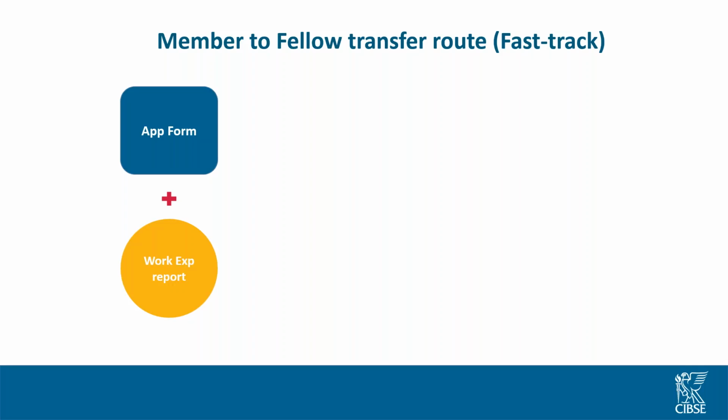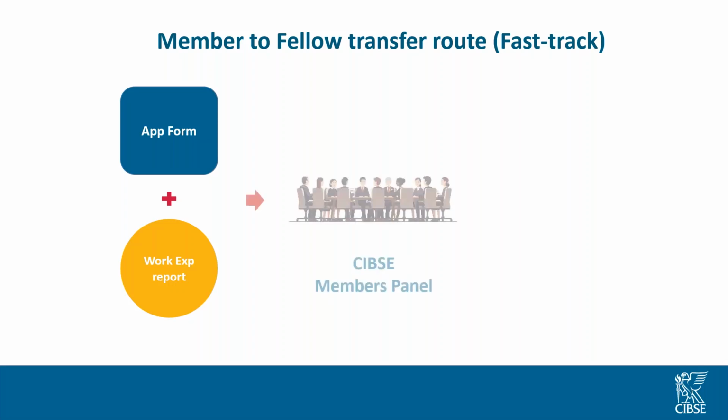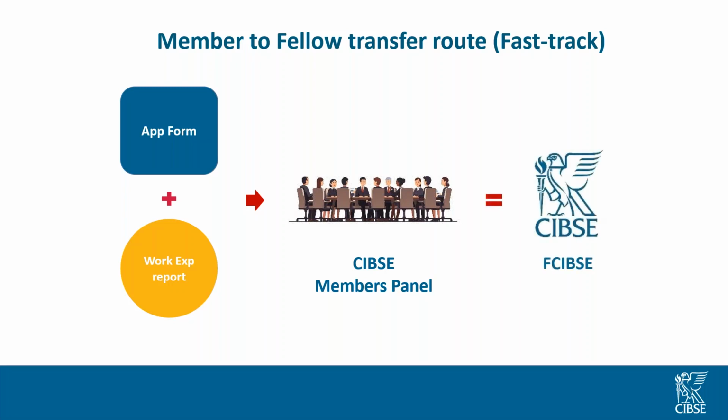Just like the standard route, you would submit your application and your work experience report, or your report outlining your contribution to industry. You also include your CPD over the past 2 years. There is no interview required for this route because it's a fast track route, but your report will be reviewed by CIBSE's members and registration panel. And then if you're successful, you gain your fellowship.